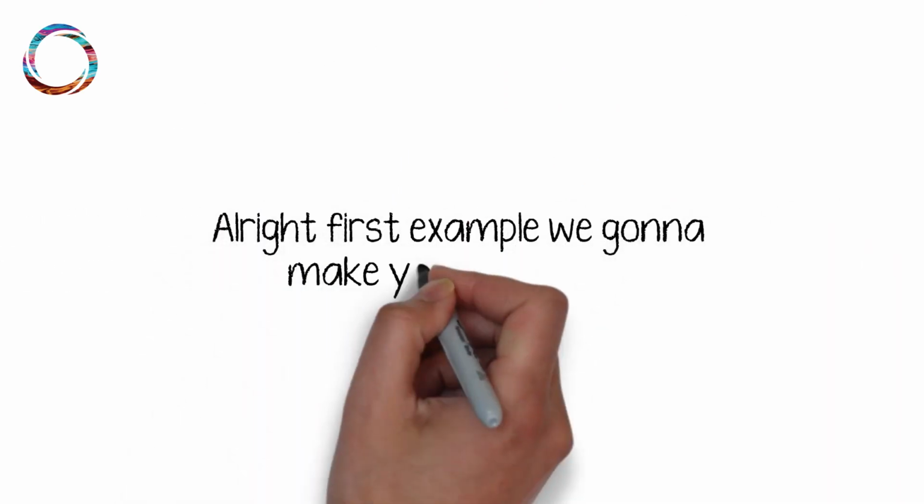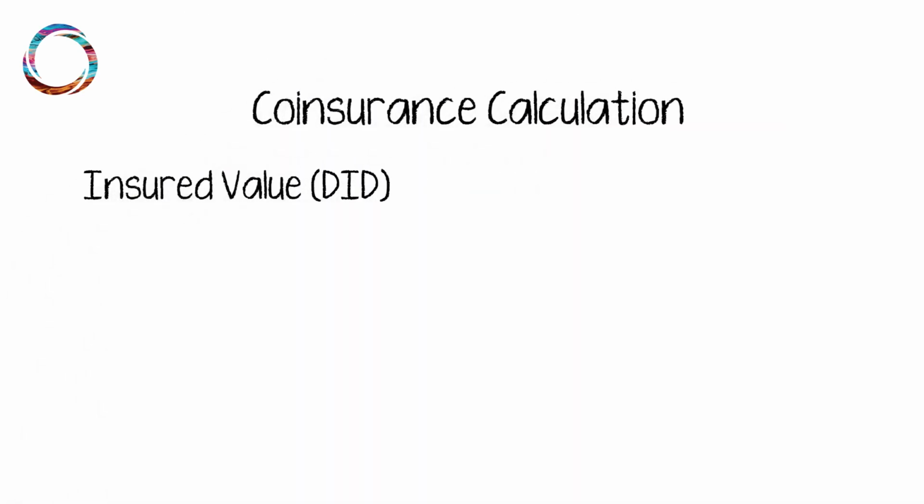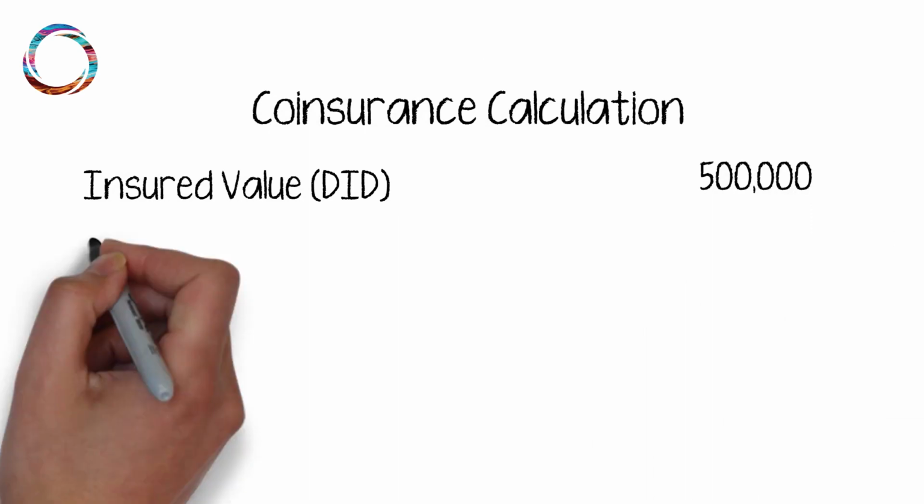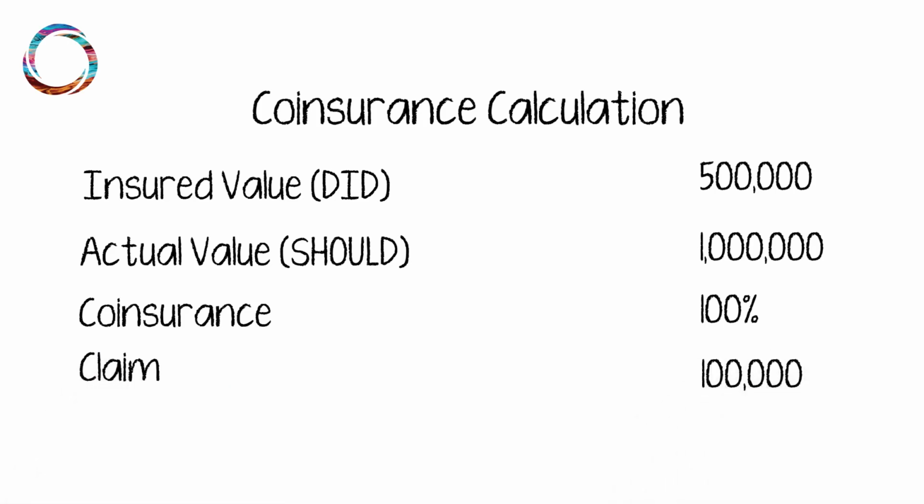All right, for this first example, we're going to make it really easy. We're going to say that we did insure our building at a value of $500,000, when in actuality, we should have insured the building at $1 million. We're going to use a coinsurance requirement of 100% because that makes math the easiest, and it'll shorten our three-step process to really a two-step process. And we're going to say that we had a $100,000 claim. So $500,000 value that we did insure the building for, a $1 million value that we should have insured the building for, and a $100,000 loss.